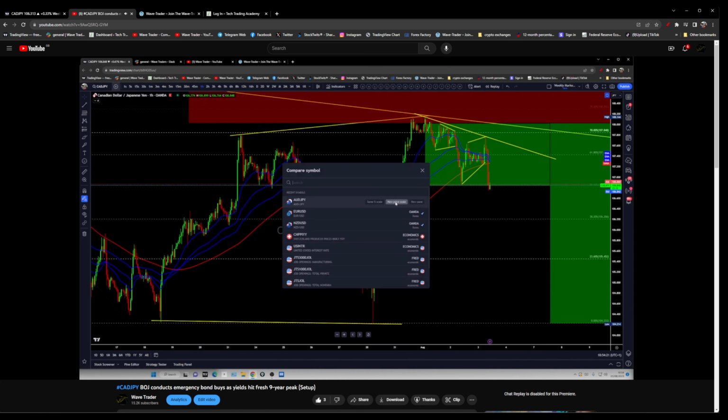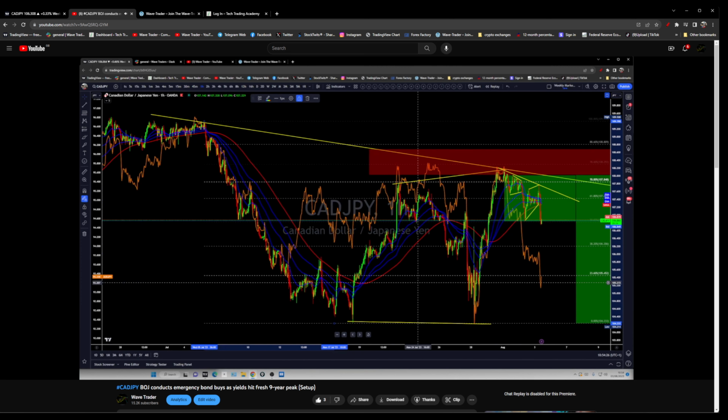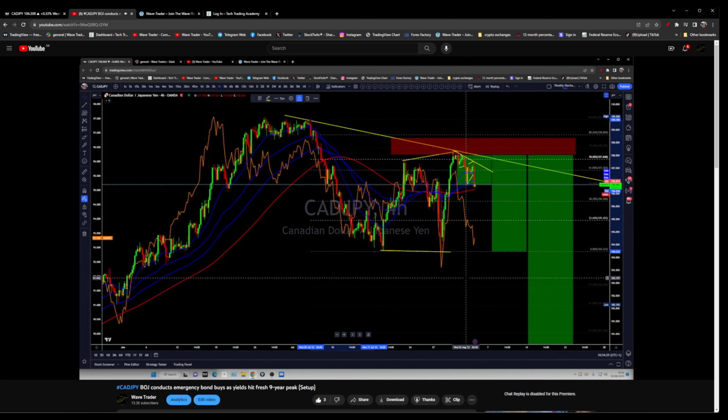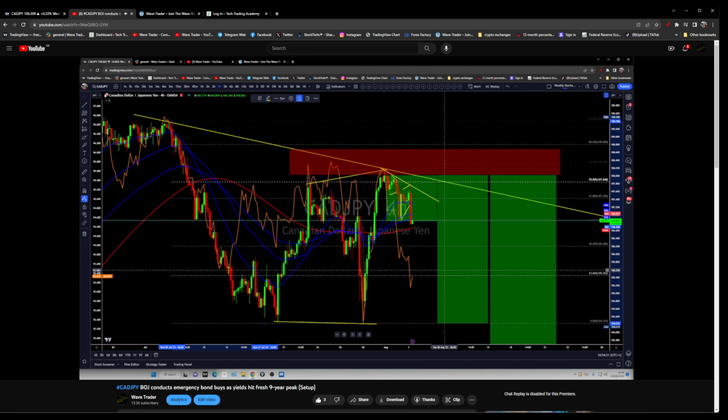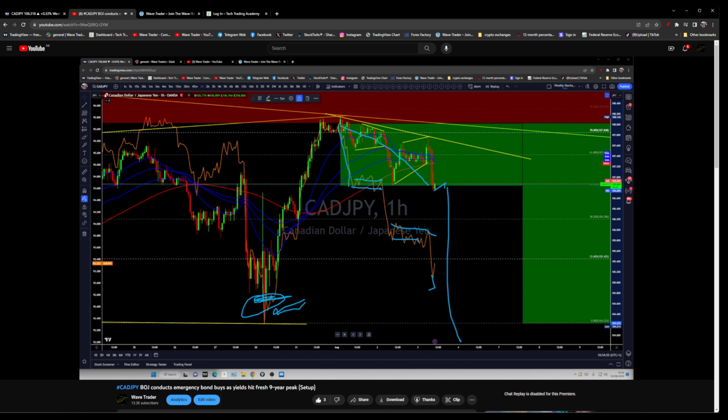If I pull out the Aussie yen chart, we can see that the Aussie is very well ahead. Let me go to a slightly lower time frame. Aussie yen is just about to tag that low, nicely went lower, and is breaking down towards this low. We can see that CAD yen is still behind, and CAD yen still needs to keep breaking down to the downside.